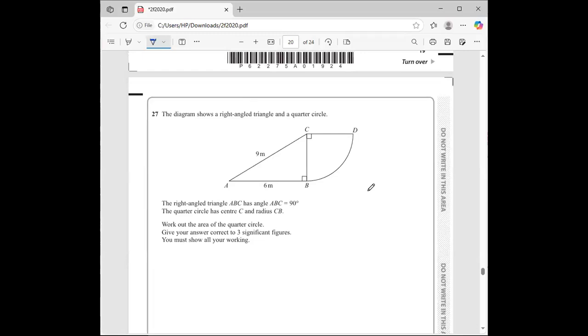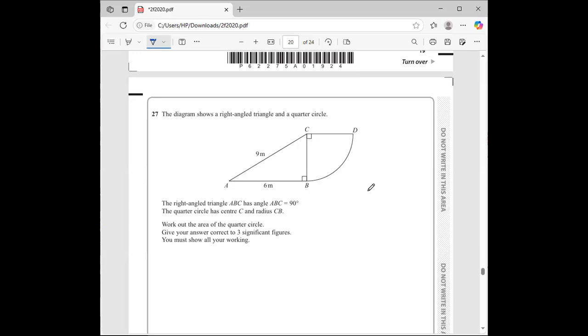Okay, so this question says the diagram shows a right angle triangle and a quarter circle. That's a quadrant. The right angle triangle ABC has angle ABC 90 degrees, obviously, and the quarter circle has the center C and radius CB. It now says work out the area of the quarter circle.